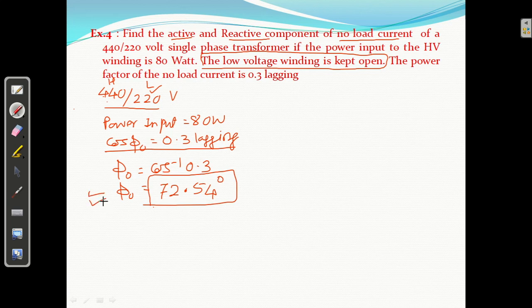And I have been given the no load current. To understand the concept, I am going to draw the actual transformer, not the ideal one. So this is phi, this is I phi, and here E1, E2.